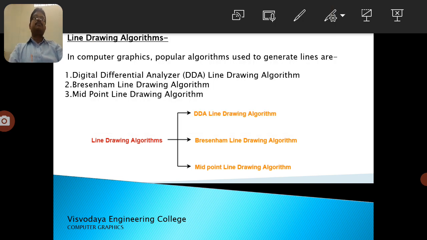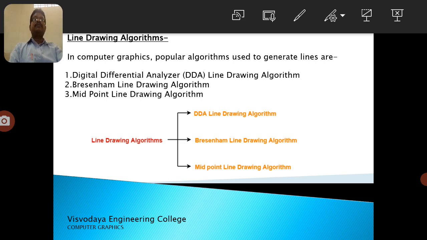Now we go through this particular concept of the line drawing algorithm. A line should be taken between coordinates, that is, a starting coordinate and an ending coordinate. Not only that, the pixels of the image can be placed between the starting and ending coordinates. That means the intermediate coordinates are also defined through these algorithms.